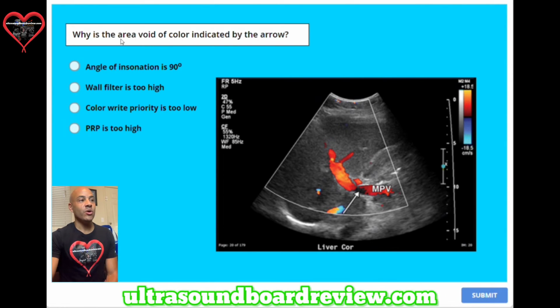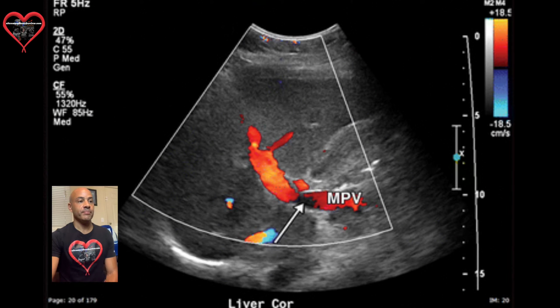Question 18. Why is the area void of color indicated by the arrow? A, angle of inclination is 90 degrees. B, wall filter is too high. C, color write priority is too low. Or D, PRP is too high.